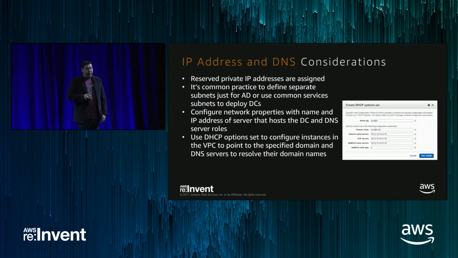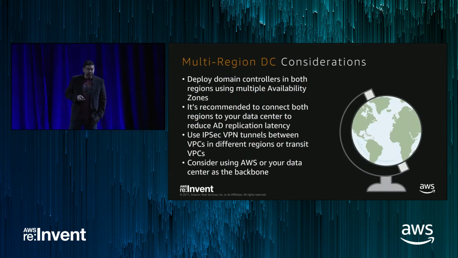Now, we do have a feature called the DHCP Option Set, which automates that configuration for you. So you don't have to go into every server that you want to make a member server and configure the network properties. Instead, you would leverage the DHCP Option Set, and with the DHCP Option Set, you can specify things such as the domain name servers and NetBIOS name servers, for example, and this will automatically configure your EC2 instances when they're launched within that VPC, and that just makes it easier for them to domain join to your Active Directory. So definitely take advantage of DHCP option sets.